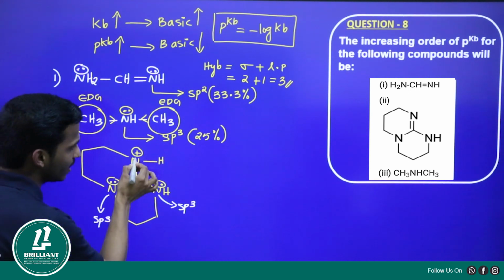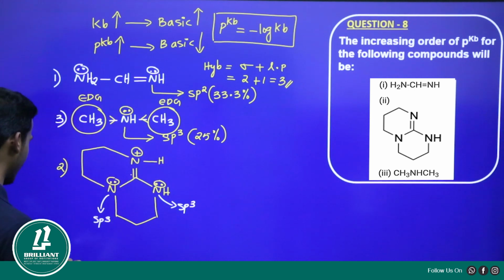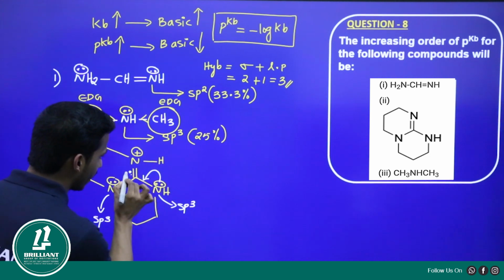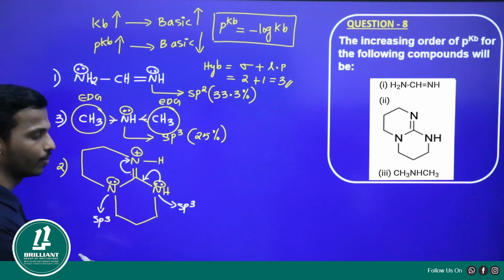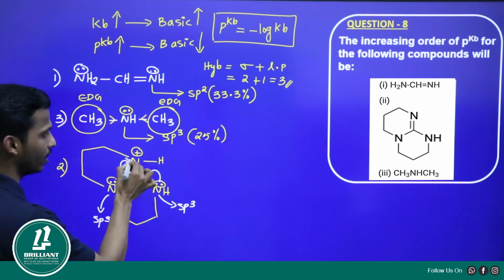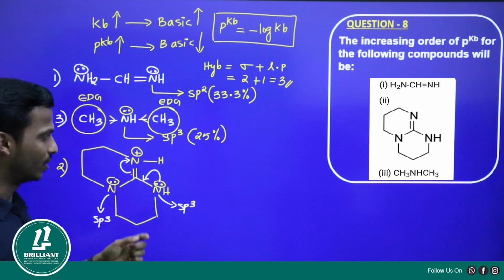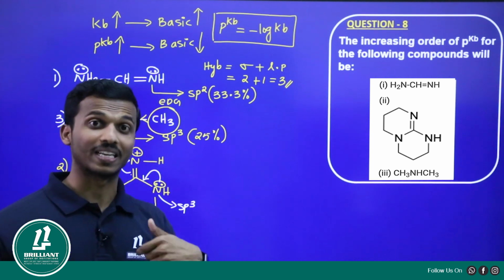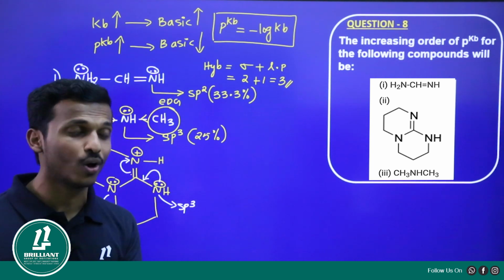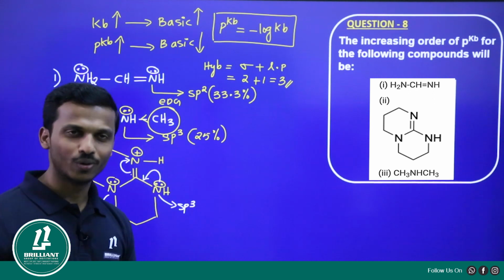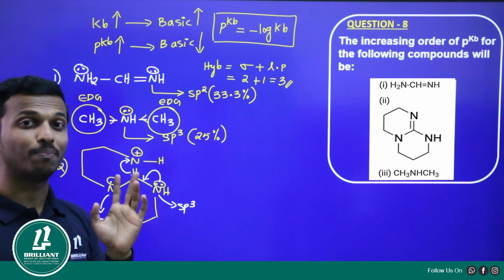And if this nitrogen is positive, there is a chance for resonance to occur. How is the resonance possible? This lone pair can be shifted here and this pi electron can be shifted here. So this N can be positive, and this N positive will be cancelled. Same like here also. So this cyclic compound is resonance stabilized also due to the donation of the lone pair. So this cyclic compound is highly basic in nature.